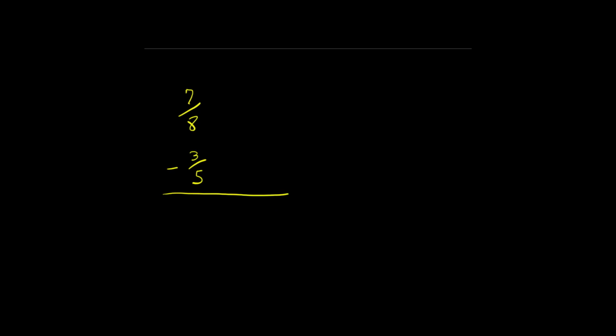All right, for this example, we have 7/8 minus 3/5. Okay, so think to yourself before I write this down. I'll give you a minute. For 8 and 5, what could be the least common denominator, or least common multiple? Go ahead and think in your head and see if you came up with my answer of 40. If you did, great job.